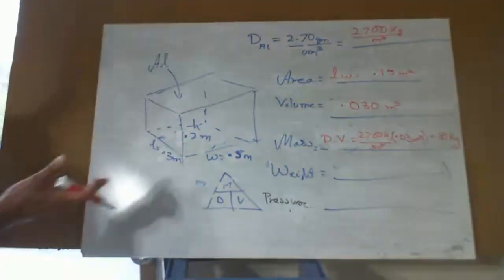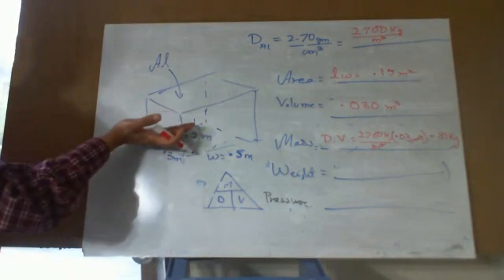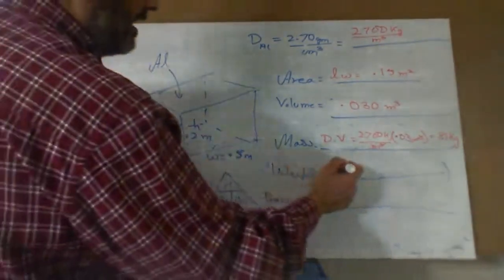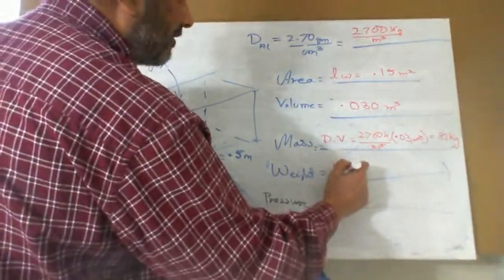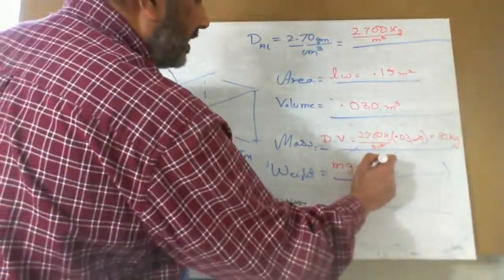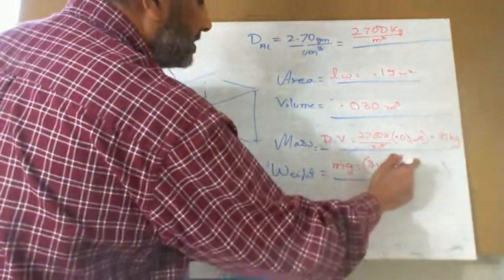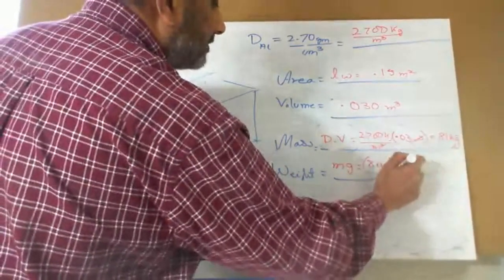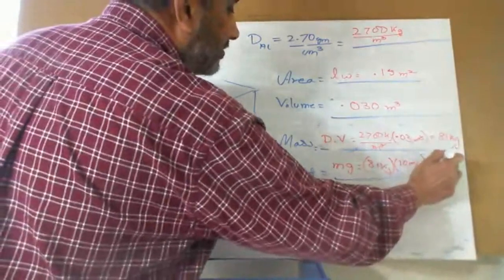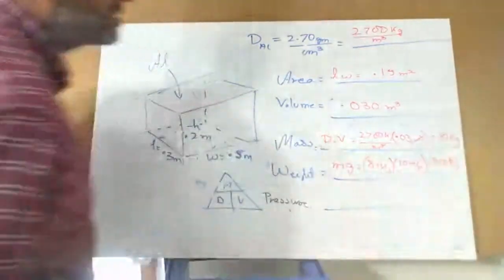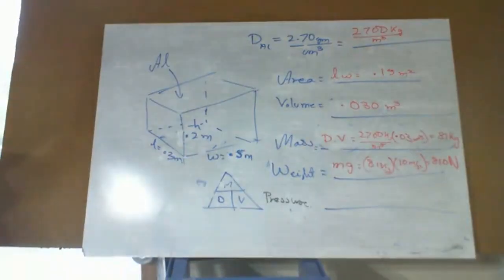And what would be the weight of this block? The weight of the block is mass times gravity, which by the way is 81 kilograms times gravity, 10 meters per second squared. So this would be 810 newtons. That would be the weight.